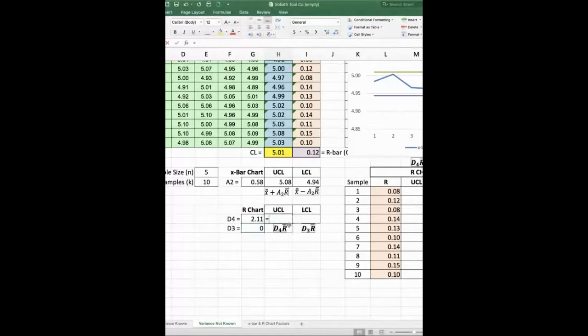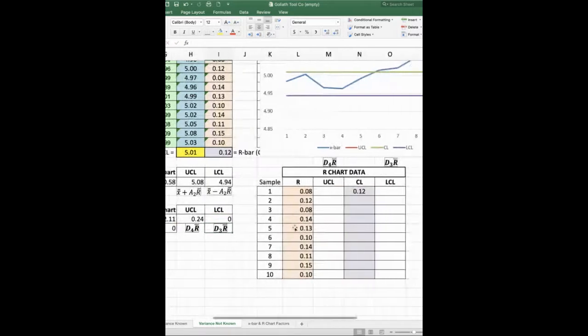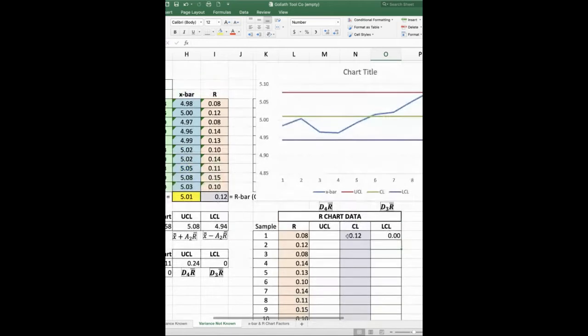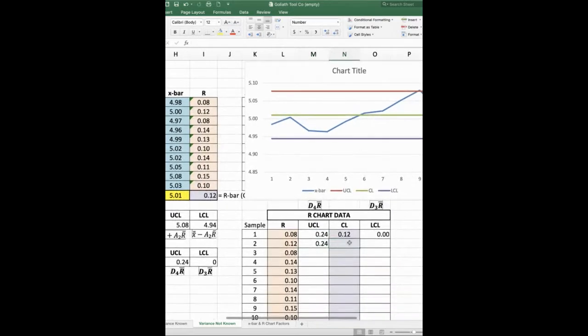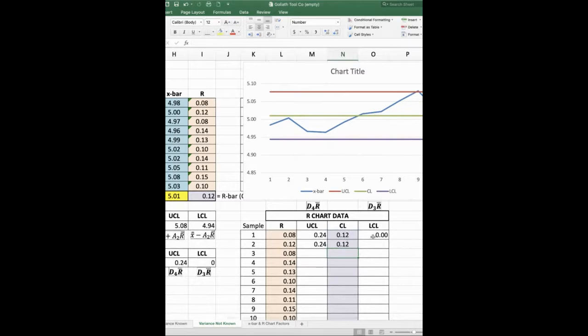So our upper control limit is R bar times D4, or D4 times R bar. And again, I'm going to reduce that down to 2 decimal places. And our lower control limit is R bar times D3, which is going to be 0. So our lower control limit is 0. Our upper control limit is 0.24. And we want this value to be a straight line. It has to be exactly the value above it. And similarly, for this to be a straight line, it has to be exactly the value above it. And also for this, for our lower control limit.